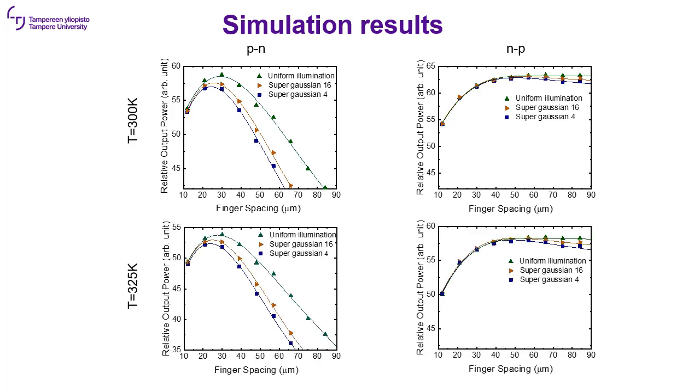Here are also results done at 325 kelvins. As we can see, the finger spacing behavior stays relatively the same as a function of temperature, but we see a notable decrease in the output power, which is expected from a photovoltaic cell as temperature increases.